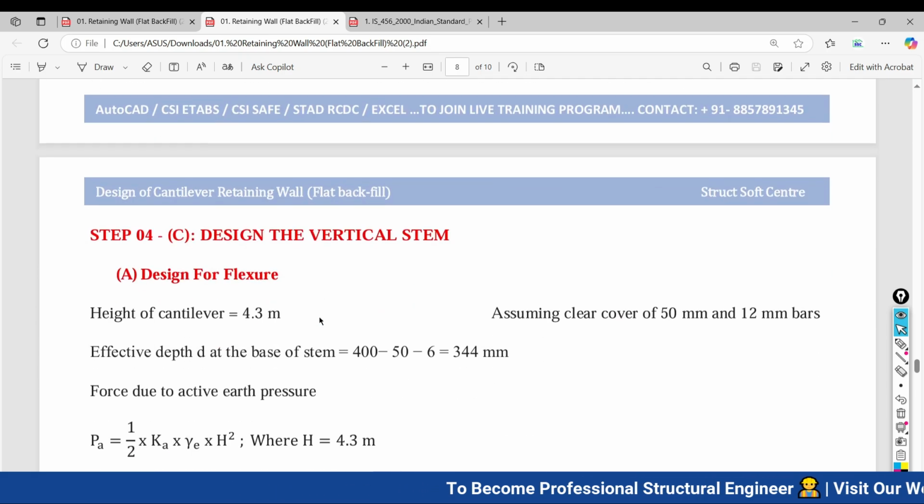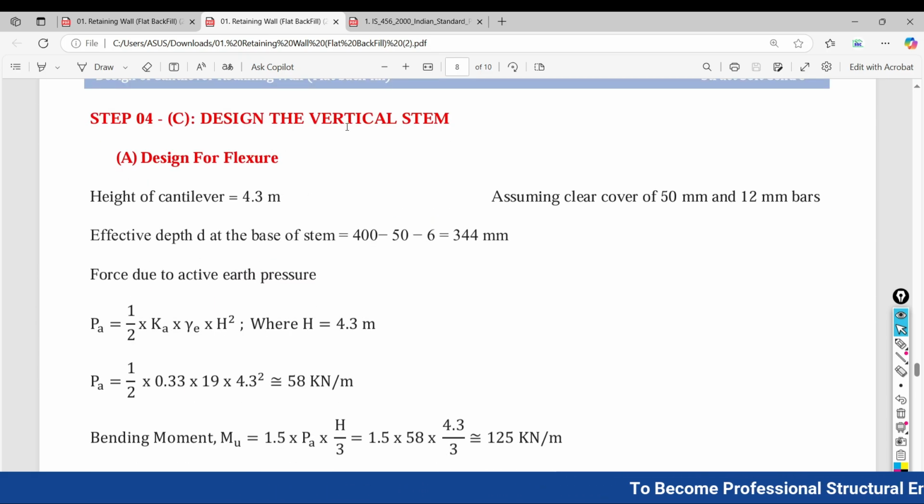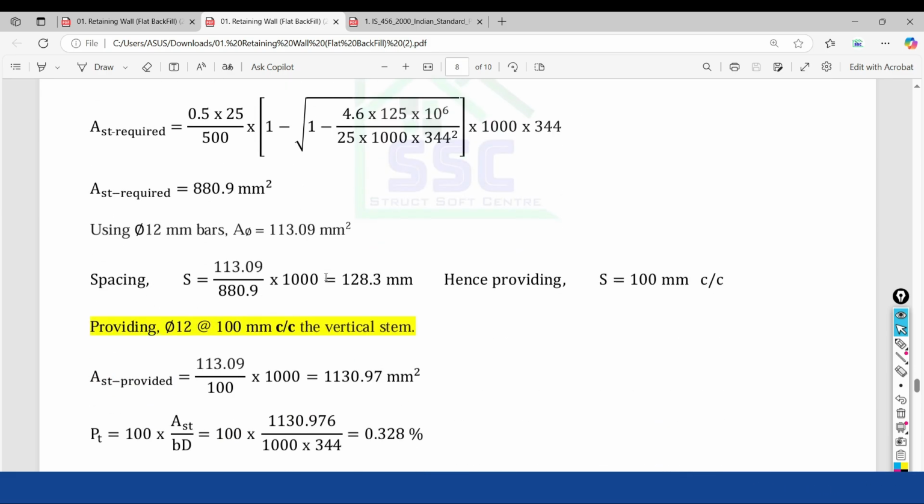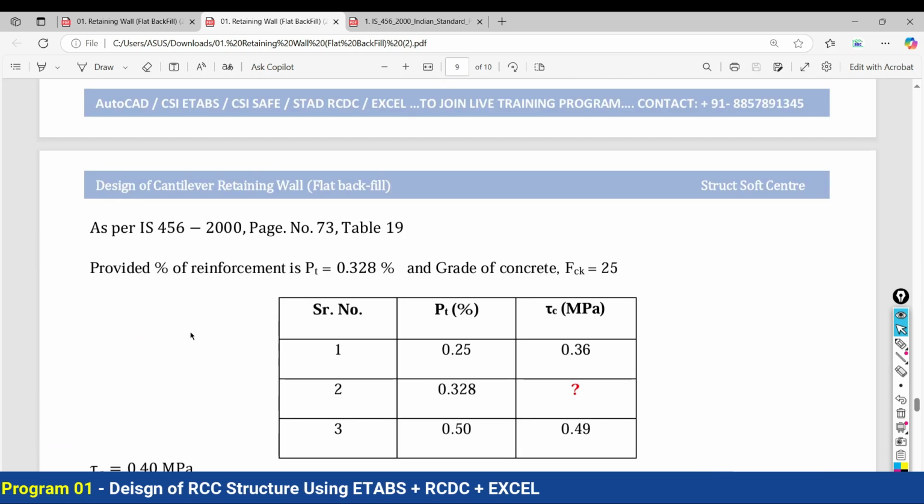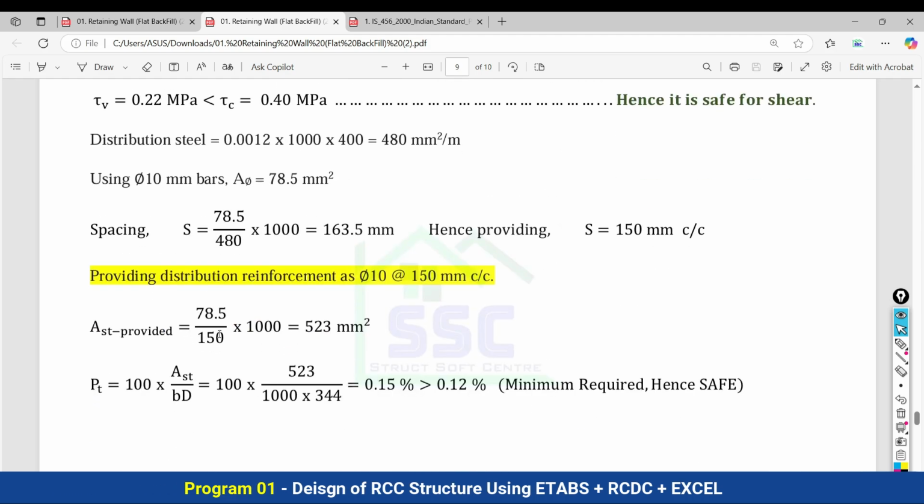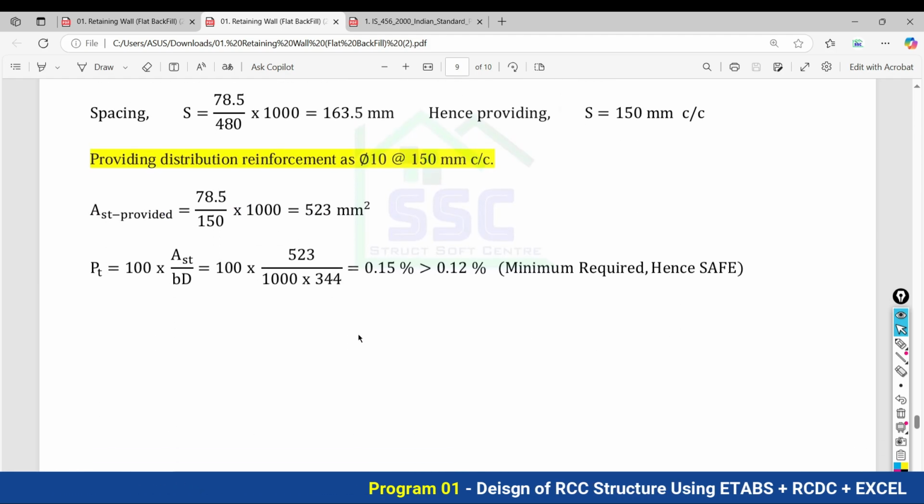Thereafter, we have designed the vertical stem, the cantilever portion, and we came to know what reinforcement is actually needed to provide as the main reinforcement. Thereafter, we have calculated the distribution reinforcement. In this way, we have completed the design. Now we have to prepare the schedule and detail in respect of these design results.